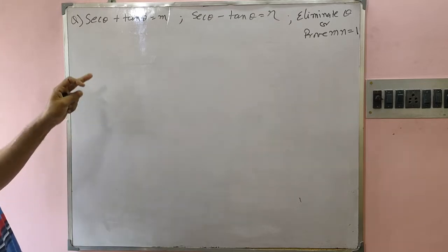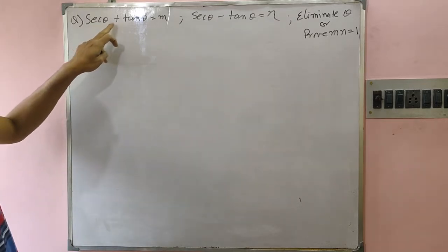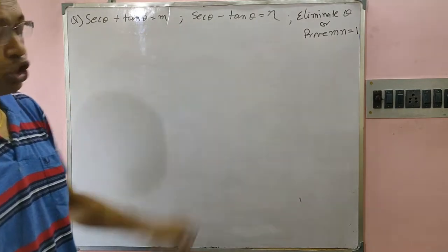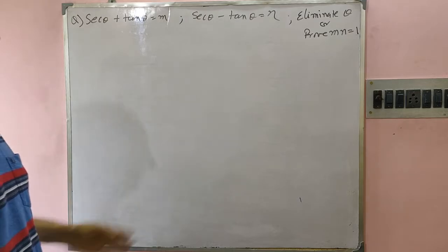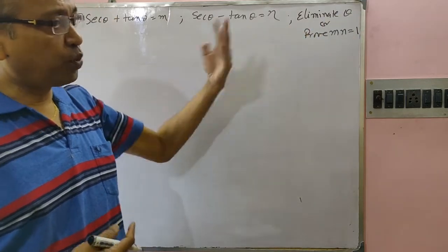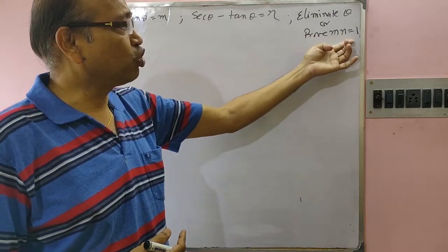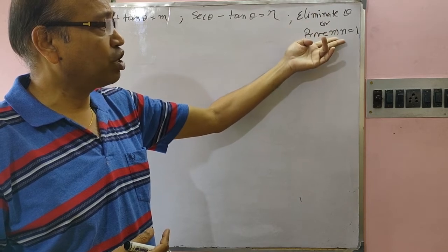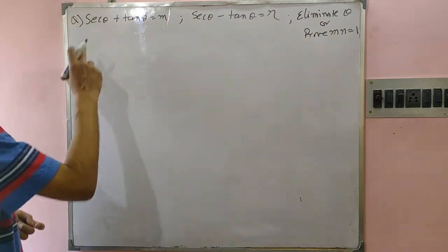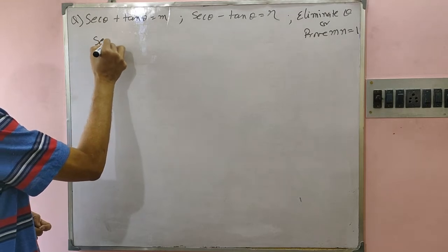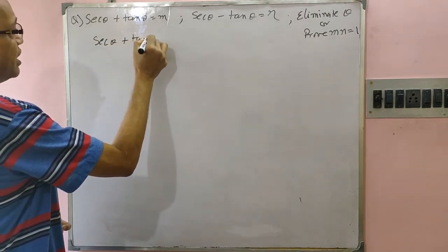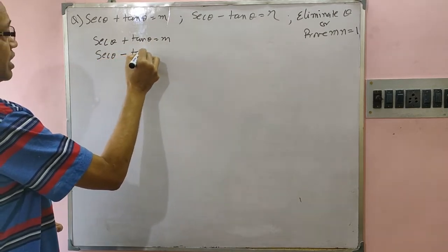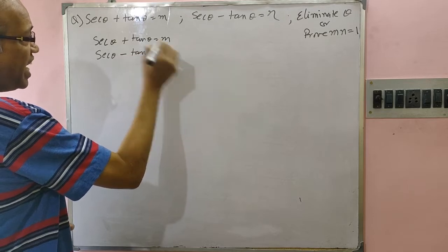The next question is the same. It is given secant theta plus tan theta is equal to m. Secant theta minus tan theta is equal to n. So the question can be eliminate theta, or the question may be prove that mn is equal to 1. It's all the same thing. They can either ask you to eliminate theta or ask you to prove mn is equal to 1. So how do we do it? We know that secant theta plus tan theta is m, secant theta minus tan theta is equal to n.